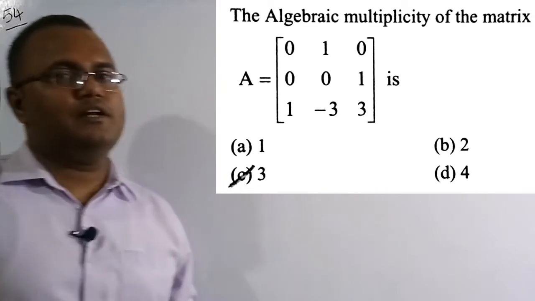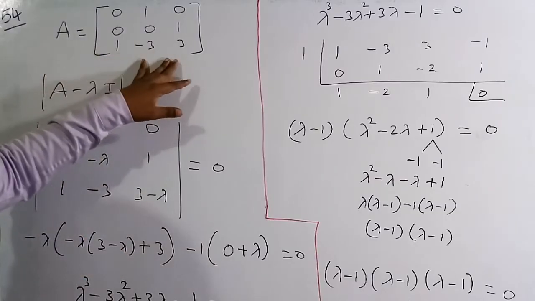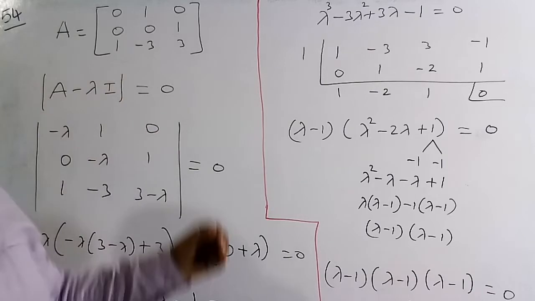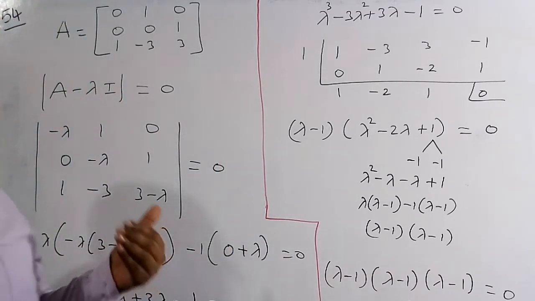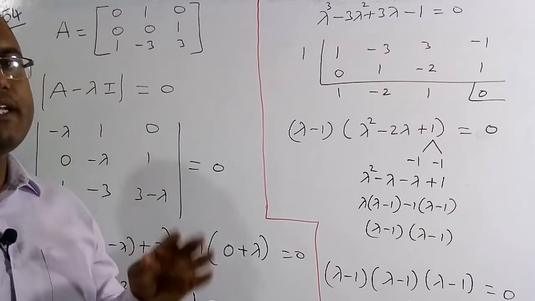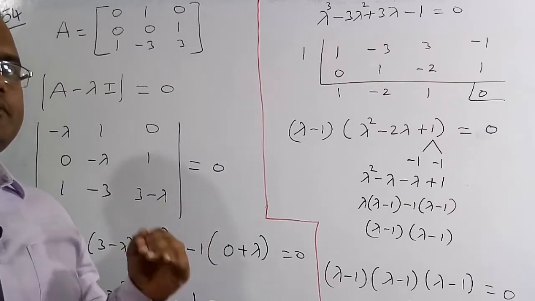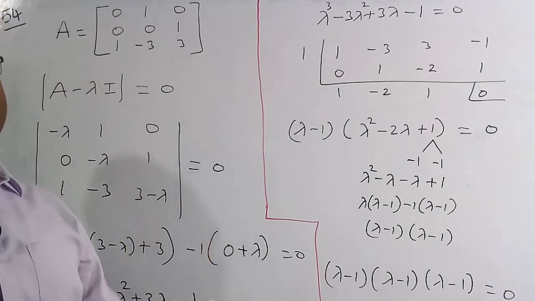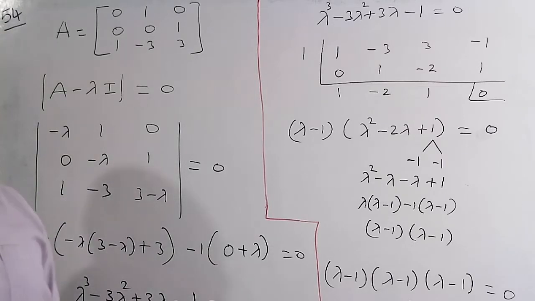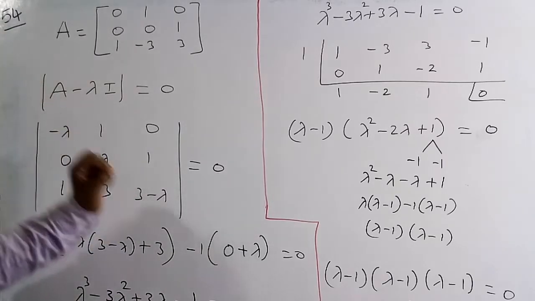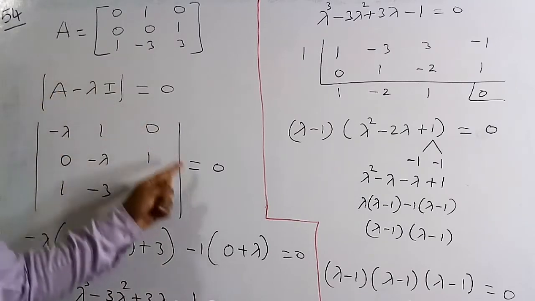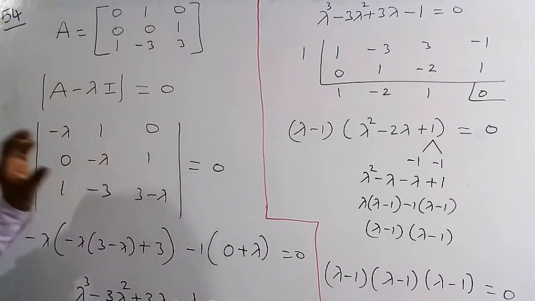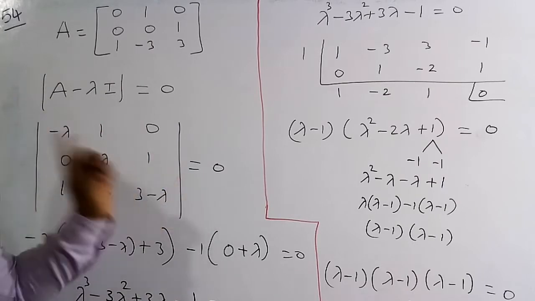So let's solve this numerical. This is the matrix given in the question. For this matrix we have to find the multiplicity. Basically multiplicity means the number of times the eigenvalue is going to repeat. So first we have to find the eigenvalue, which is determinant of A minus lambda I is equal to 0. If you apply this, finally this is the matrix we are going to get, and for this matrix we have to find the determinant.